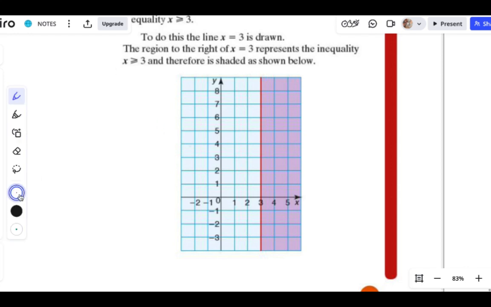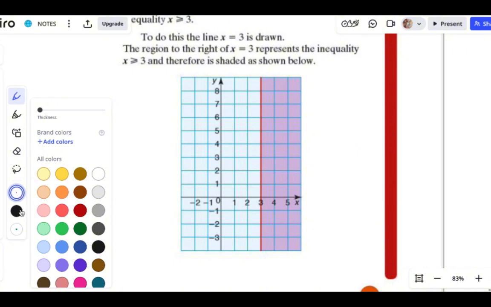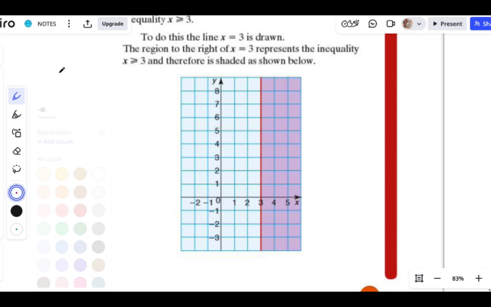I think let's make our pen a bit thicker. The inequality says x is greater than or equal to 3. So when you see greater than or equal to, we're going to use a bold line, a solid line. So you're going to draw a solid line like this one.